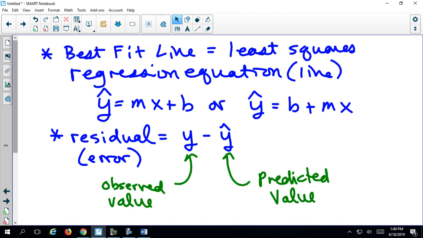Okay, you took all the error and you squared them all because some of them are negative, and you add all those up. If you had a bunch of different lines and you did this with, right, this one would be the one that had the smallest amount of error, the smallest sum of those residuals. So that's why it's called least squares.